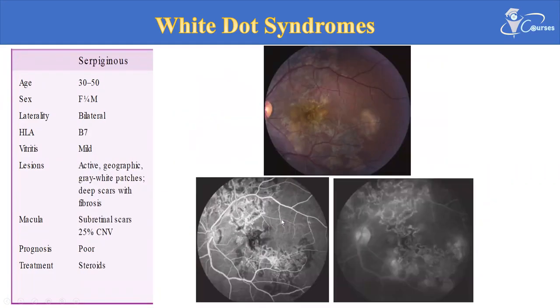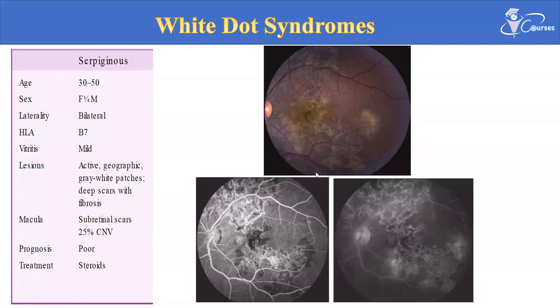The third condition is called serpiginous choroiditis or serpiginous choroidopathy. This disease affects people between 30 to 50 years old. The male to female ratio is 1 to 4, and it tends to be bilateral, with association with HLA-B7, mild vitritis, and active geographic-like or serpiginous lesions with grayish-white patches. It will cause deep scars with fibrosis. That's why the prognosis is poor.